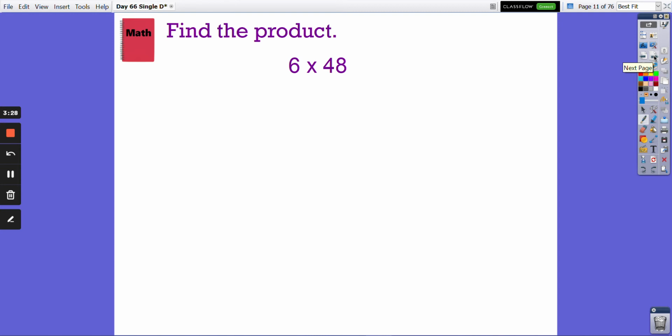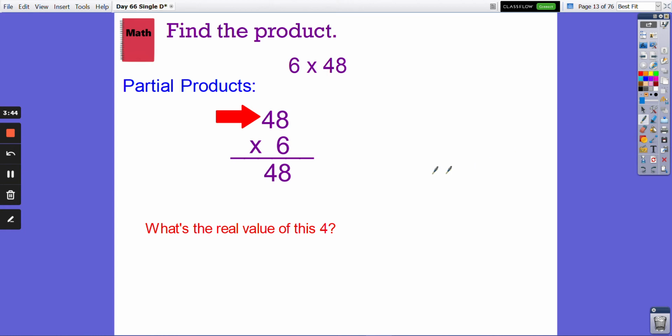So let's look at this next problem here. 6 times 48. We're going to find the product, which is the answer to a multiplication problem. Our first way of showing it is going to be partial products. We're going to multiply 6 times 8. Well, 6 times 8 gives me 48. I would write, if I were you, on the side here, that this is what 6 times 8 equals. Just a little note so you know what that number came from.